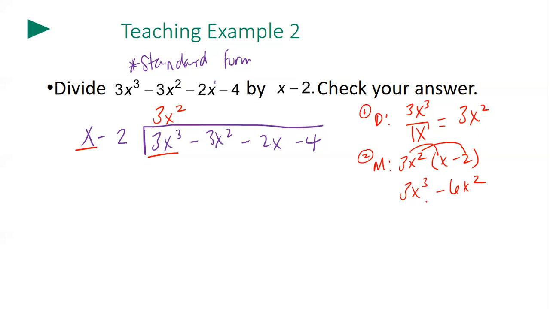All right. So again, we distribute. After you distribute, the third step is to subtract. When you're subtracting, all that means is you're changing the signs of what you have. So instead of a positive, it becomes a negative. Instead of a negative, it becomes a positive. So I'm subtracting 3x cubed and I'm adding 6x squared. Why? Because subtracting a negative is the same thing as adding a positive.